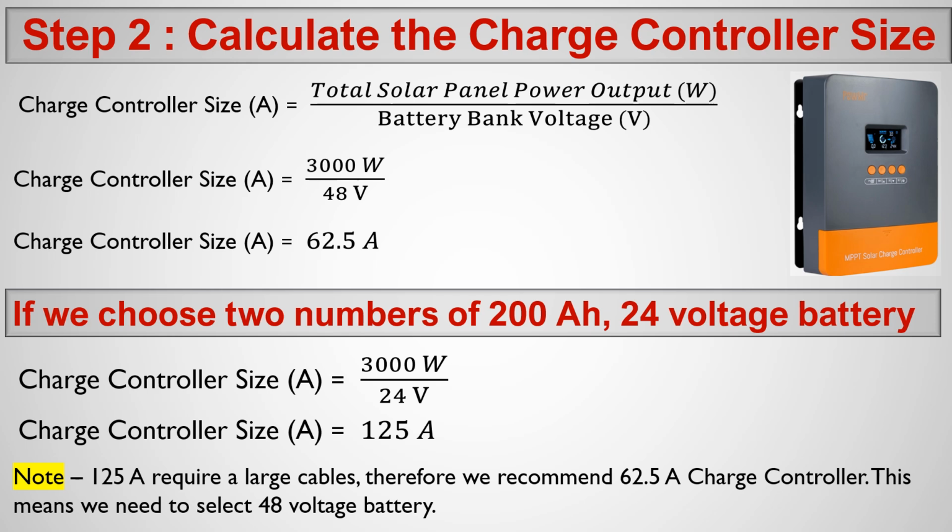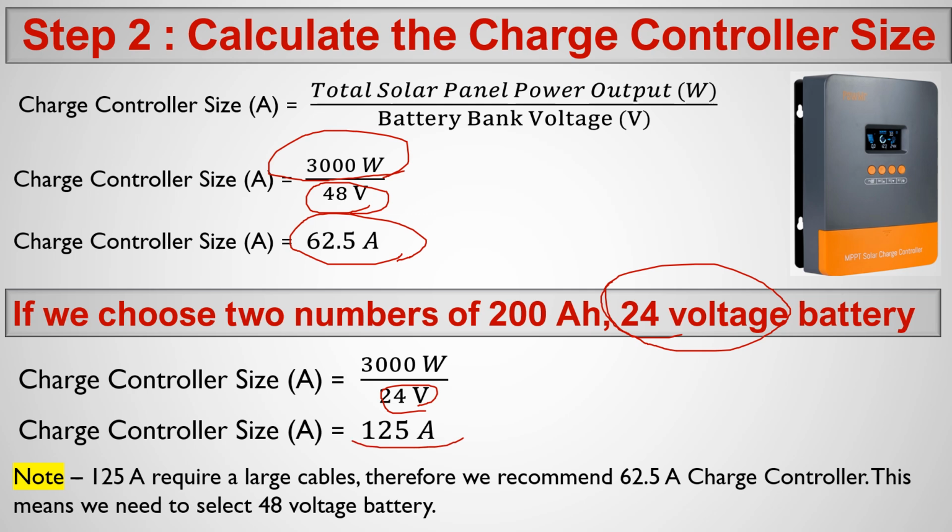Then we need to find the charge controller. How can we find the charge controller? Solar panel power rating divided by battery bank voltage, because the charge controller is going to take care of the battery. So for the charge controller size here, our panel is 3000 watts, and the battery we chose is 48 volt, so we get 62.5 amps. Instead of 48 volt, if you take a 24 volt battery, for some reason, like low cost, you get 125 amps, the charge controller current.